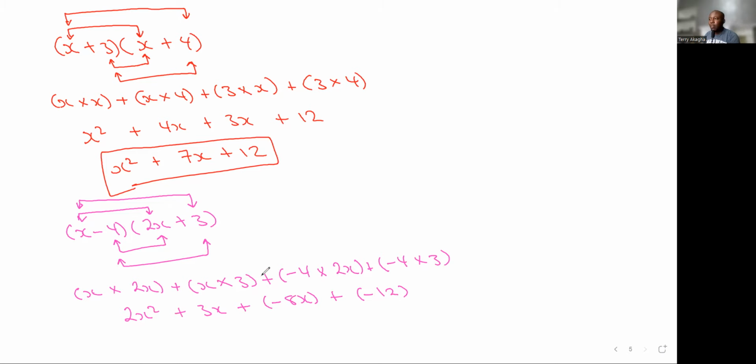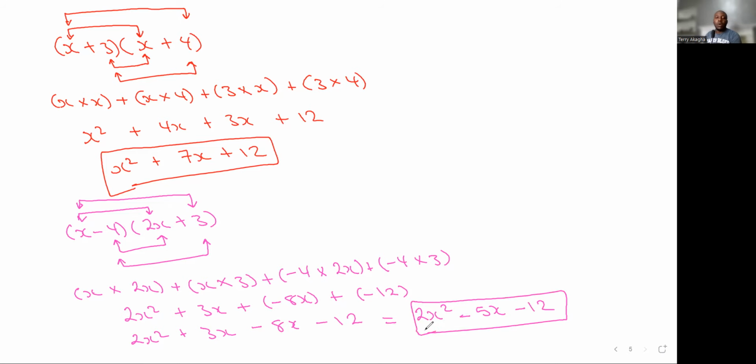So plus times minus will give us minus. So plus times minus will give us minus 8x. Plus times minus will give us minus 12. Then the next thing we do, we collect like terms. So it's going to become 2x squared. 3x minus 8x will give us minus 5x. And minus 12. And that will be the answer for that.